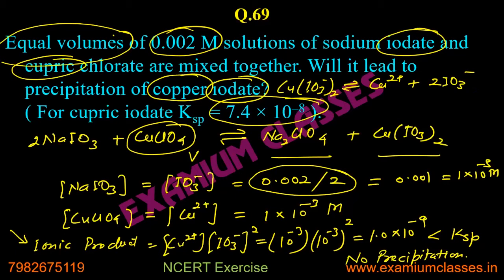Just see all the steps, try to recall what I have done. I have just calculated the concentrations of Cu2+ and iodate ion because I need precipitation of copper iodate. That's why I got the ionic product and compared it with KSP. If it is greater than KSP, precipitation will take place. If it is equal, then precipitation will not take place. The condition is greater than KSP. If it is just equal, it means it is at equilibrium. No precipitation will take place at equilibrium also.